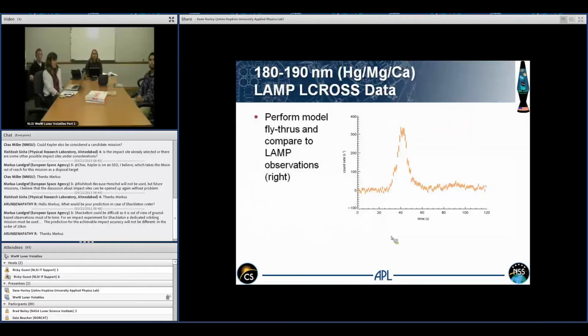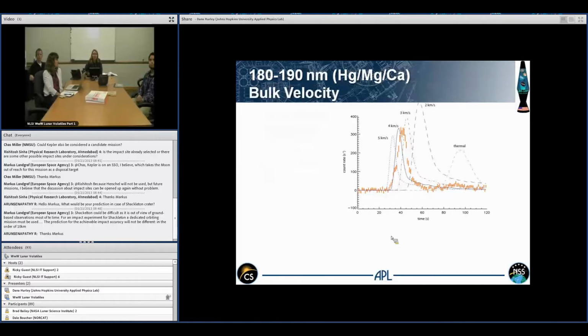So we perform our model fly-throughs, and now I'm back to LCROSS. This is our light curve from the mercury, magnesium, calcium component of the spectrum, and these are the LAMP data. When we use our model and vary the bulk velocity, you can see that in order to get the vapor plume into our field of view when we saw it, it had to have a bulk velocity of somewhere between 3 and 4 kilometers a second.